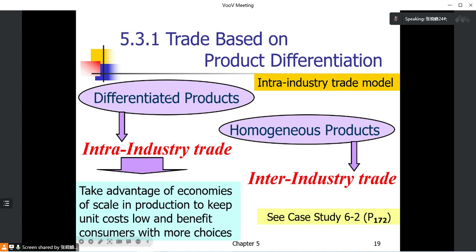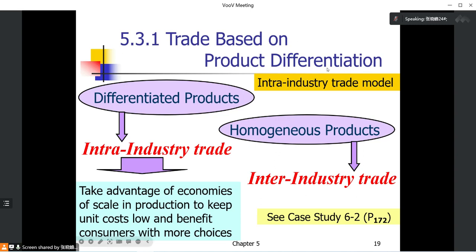Now, the first question is trade based on product differentiation, that is, the differentiated products. Why? Just because intra-industry trade takes advantage of scale in production to keep unit cost low and benefit consumers with more choices. The main aim and result is lowering the cost of production.